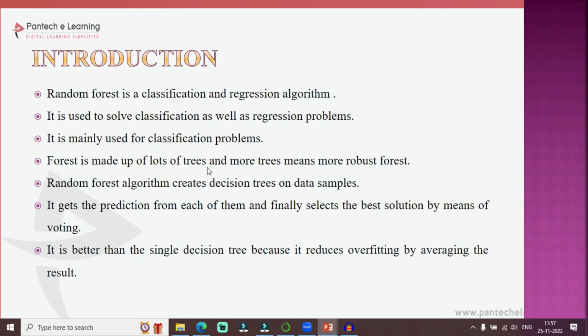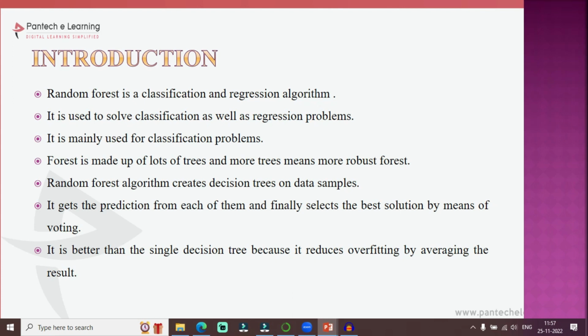The forest is made up of a lot of trees, and more trees means a more robust forest. As the number of trees grows, I have a very thick forest. It is going to create decision trees on data samples, get the prediction from each of them, and finally select the best solution by means of voting.